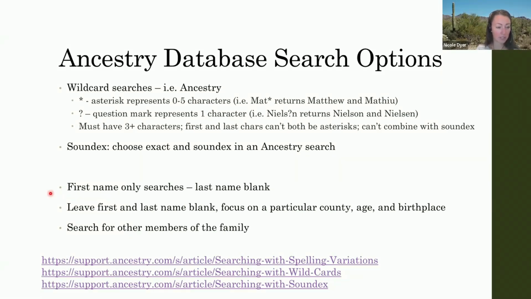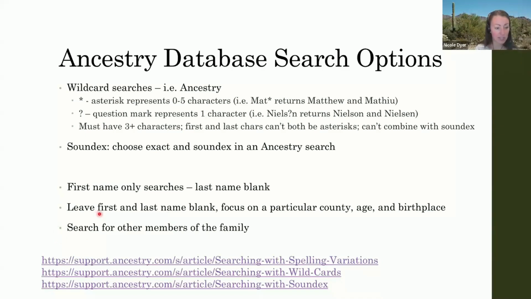Another technique that we should be using if we can't find our person in the census or in another record set where we suspect they should be is to do first name only searches, where we leave the last name blank. And we have to fill in some of the other information, like maybe we have an exact county we're searching in, or we have a birth year that's kind of uncommon, like maybe they're going to be 80 years old, so they're born in like 1770 or something, and it's the 1850 census, and there's not going to be that many people at that age, or we can narrow it down to a particular county, age, and birthplace.